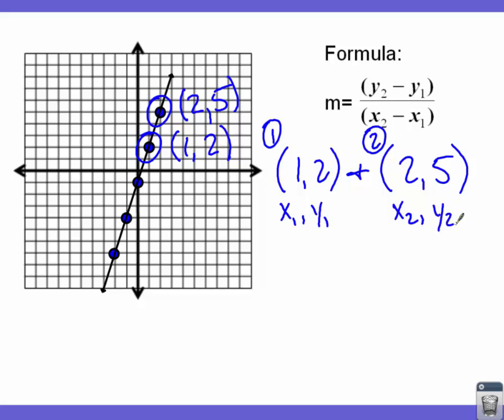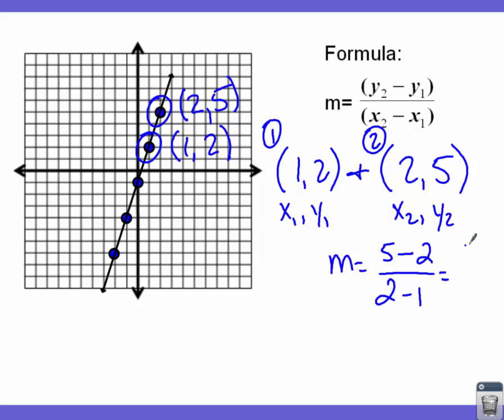Now we just plug our values into our formula. It says y2 minus y1, so m equals y2, which is 5, minus y1, which is 2, divided by x2 minus x1. So x2 is 2 and x1 is 1. And now we just do our math.